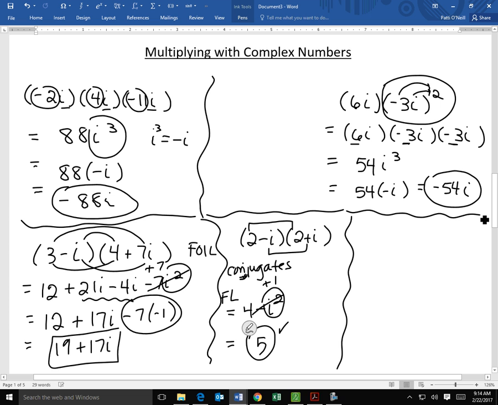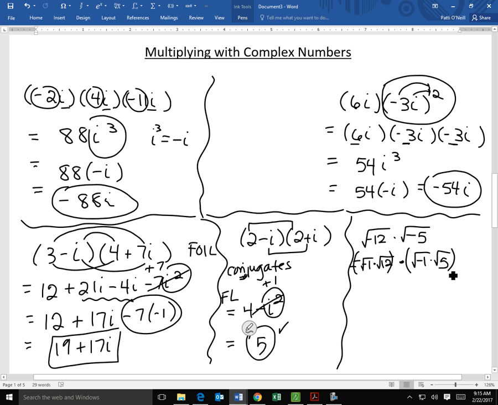The last one I'm going to do here is something like the following. The square root of negative 12 times the square root of negative 5. We're taking the square root of two negative numbers and being asked to multiply them together. You have to first pull the i's out. So what that means is you've got to write this as the square root of negative 1 times the square root of 12 times the square root of negative 1 times the square root of 5. So it's these two pieces getting multiplied together.